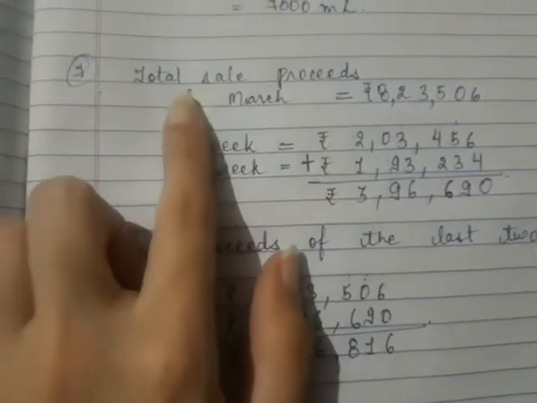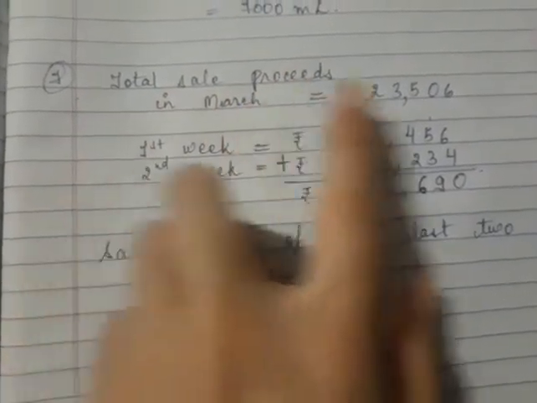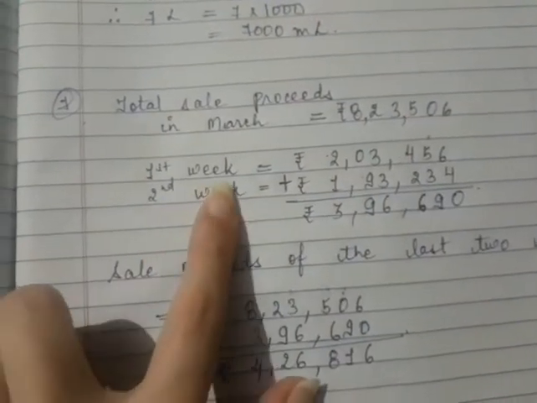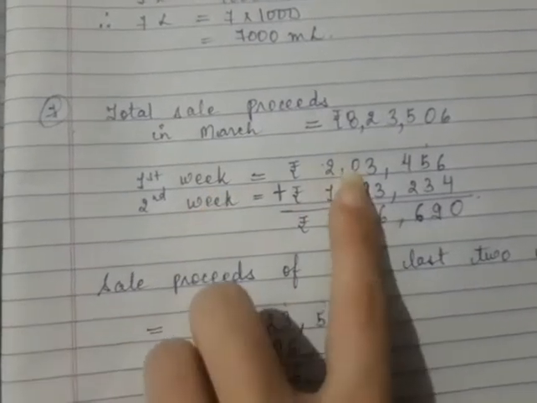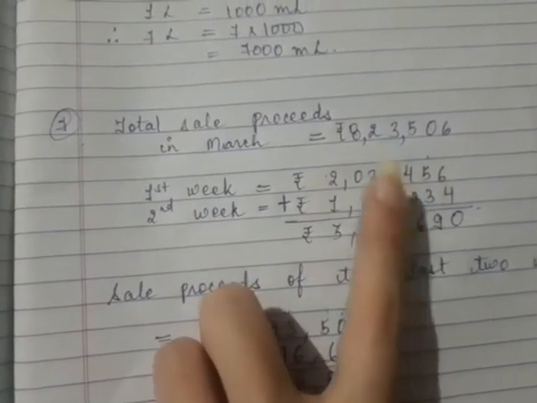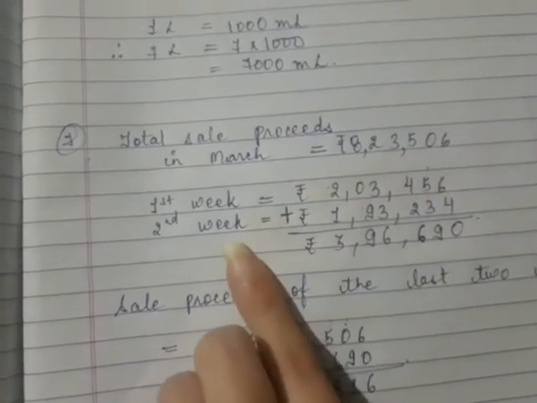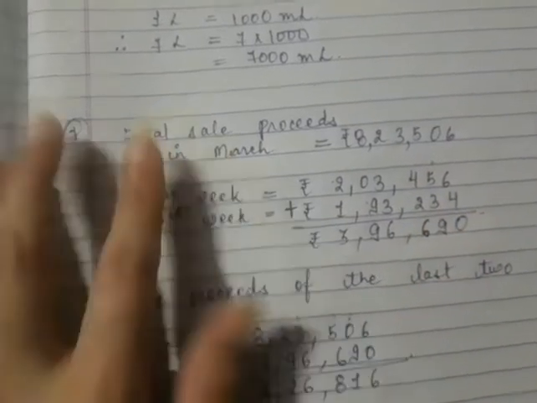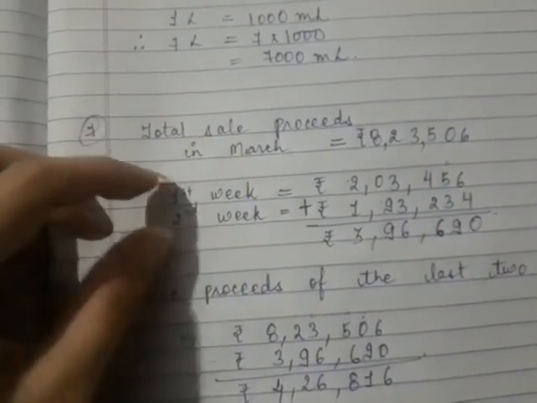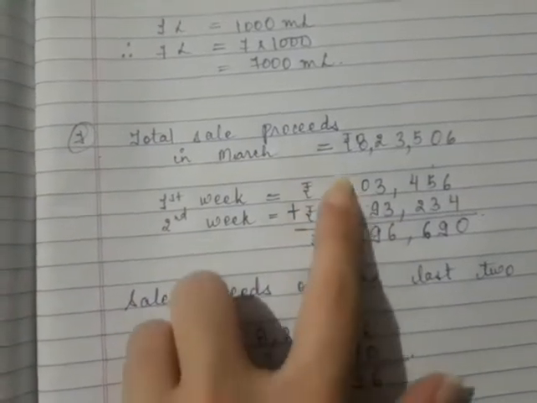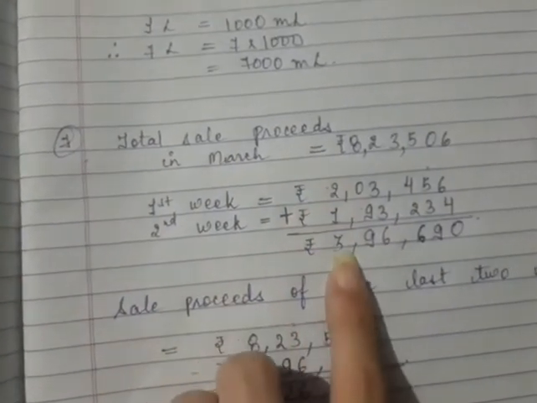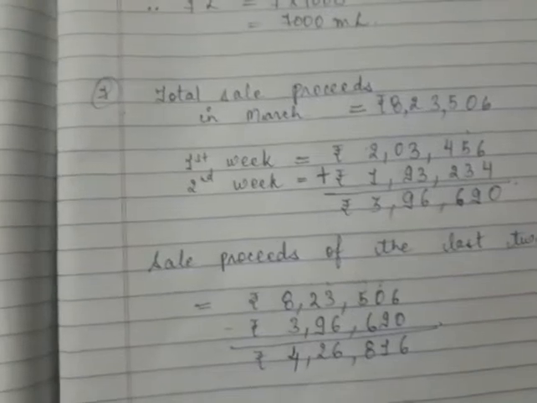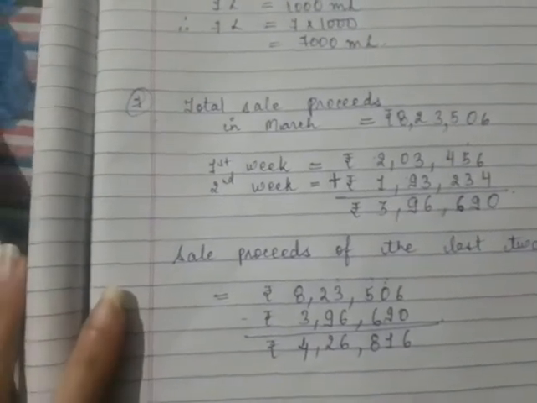So it is already given in the question that the total sale proceeds in the month of March is how much? 8,23,506. And in the first week, the goods that were sold were for 2,03,456 rupees, and for the second week, 1,93,234. So for the total sale proceeds for the first 2 weeks, we'll add these two figures and then we'll get 3,96,690. Now you have to find out the sale proceeds of the last 2 weeks.